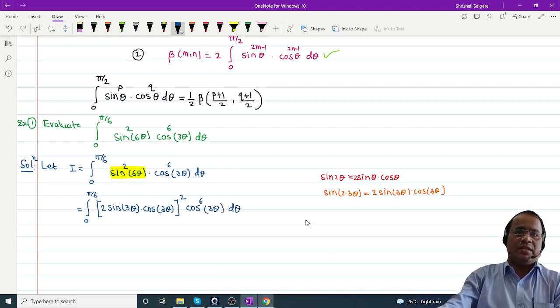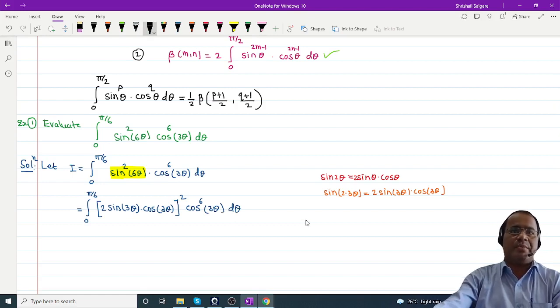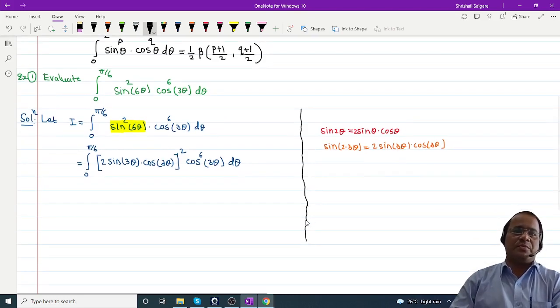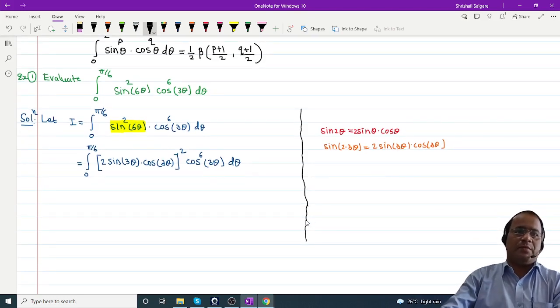What is our ultimate target? That also you have to remember. So what is my target? So you have to reduce the integral in such a way that limits of the integral are from 0 to pi by 2. At the same time, the integrand is only a combination of sine and cos. So further from this, I will take 2 raised to 2 outside, which is nothing but 4.